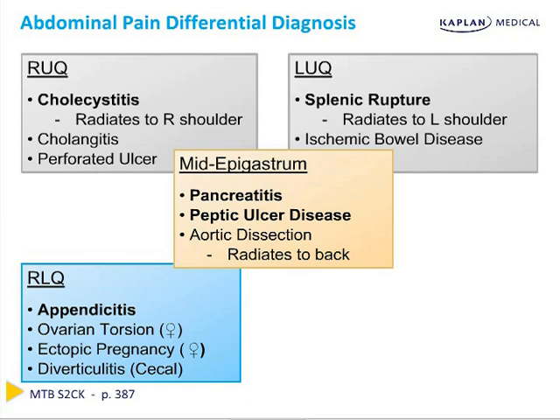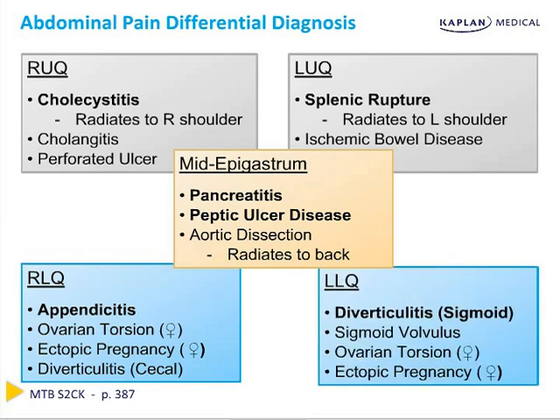With right lower quadrant pain, appendicitis is always at the top of the differential, especially in younger adults, because it is an extremely common condition. But in a female, you must also consider ovarian torsion, as well as the potential for an ectopic pregnancy. And finally, elderly patients with right lower quadrant pain may be suffering from diverticular disease in the cecum.